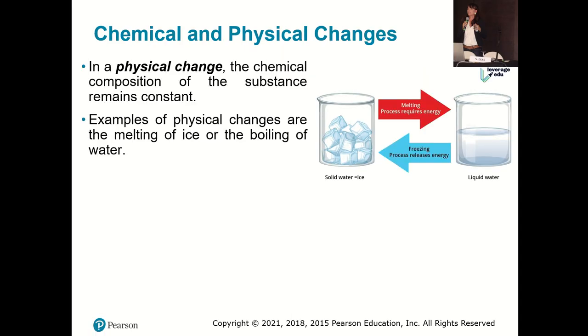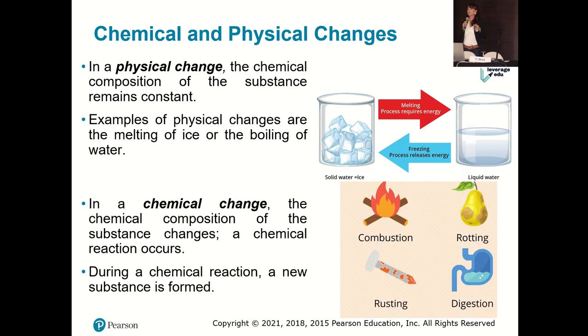In physical change and chemical change, it is important to understand and see the difference between both. In a physical change, the chemical composition of the substance remains constant. Examples of physical changes are melting or boiling point. So if I have frozen water, I have ice, but it's still water, right? It's solid water. If I have liquid water, it's still water. If I have water vapor, it's still water. So I'm not changing the chemistry of the water, okay?